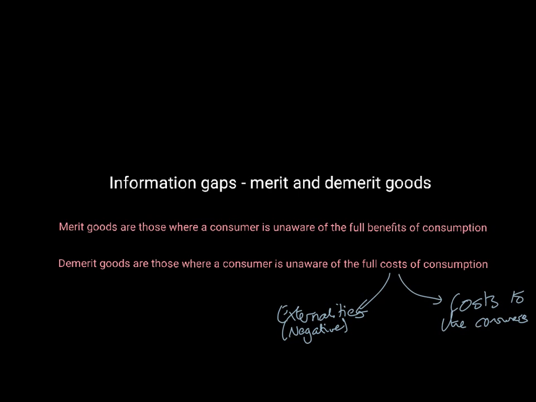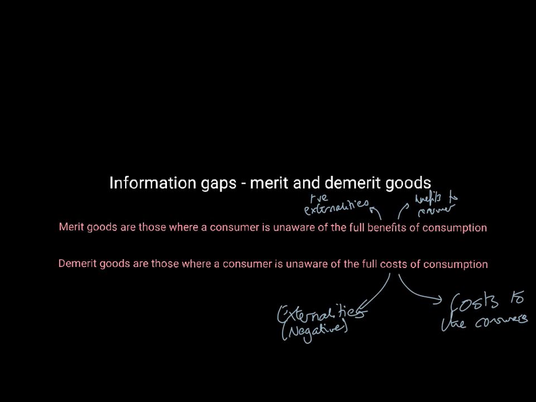And obviously when we think about a merit good, we've got a similar sort of thing with the benefits here. We've got our positive externalities, which will also have an effect here. And then we also have additional benefits to the consumer, which they don't fully take account of. So when we're thinking about why these information failures exist, we need to think about it both in terms of the externalities that they might not be considering and the costs or benefits to themselves that they might not be aware of.